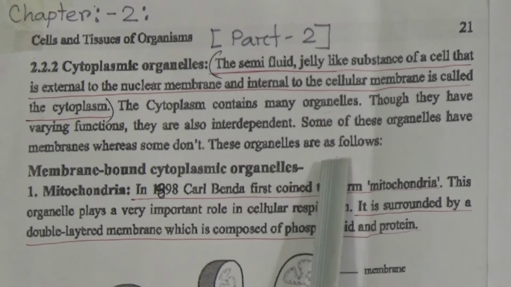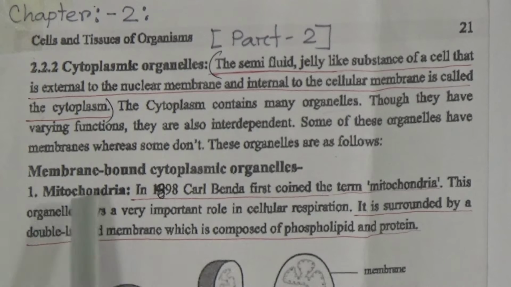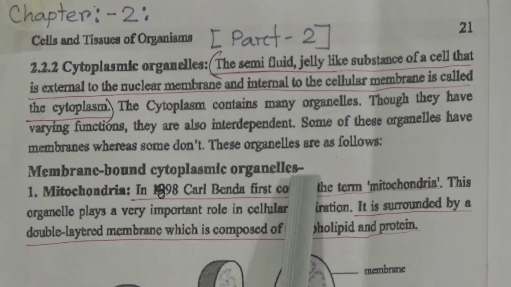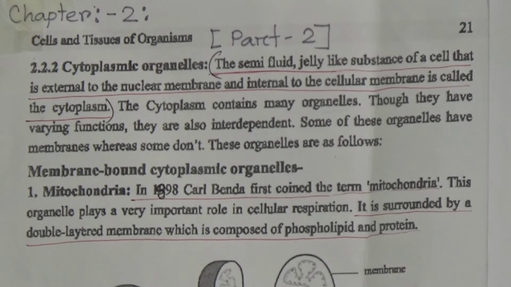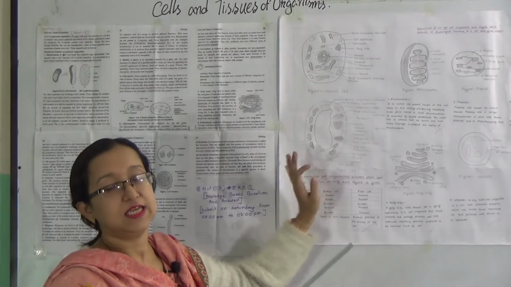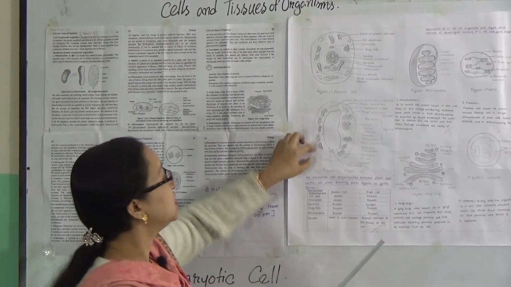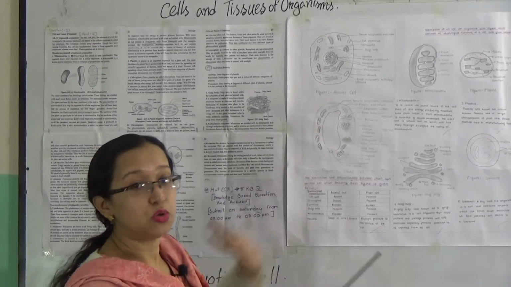These organelles are as follows: membrane bound cytoplasmic organelles. So, what do we call cytoplasm? The jelly-like, semi-liquid substance inside the cell, in plant and animal cells, is called cytoplasm.